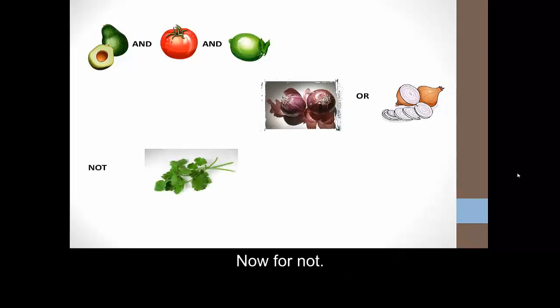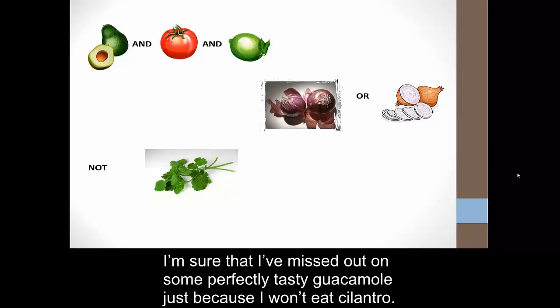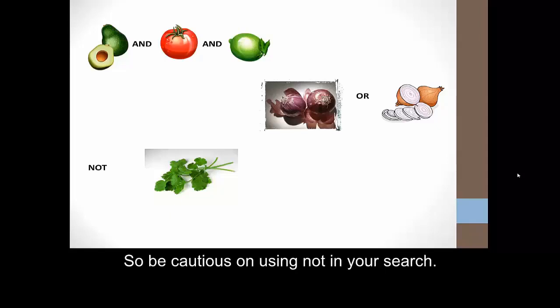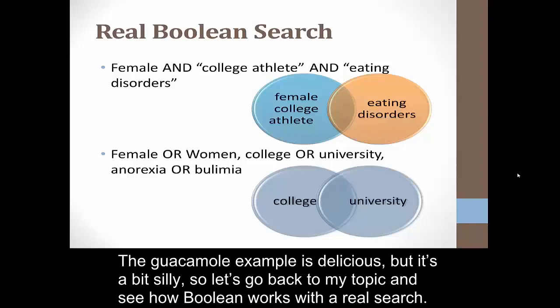Now for not. I truly can't stand cilantro, so it always gets excluded when I order or make guacamole. I'm sure that I've missed out on some perfectly tasty guacamole just because I won't eat cilantro. So be cautious in using not in your search. The guacamole example is delicious, but it's a bit silly, so let's go back to my topic and see how Boolean works with a real search.